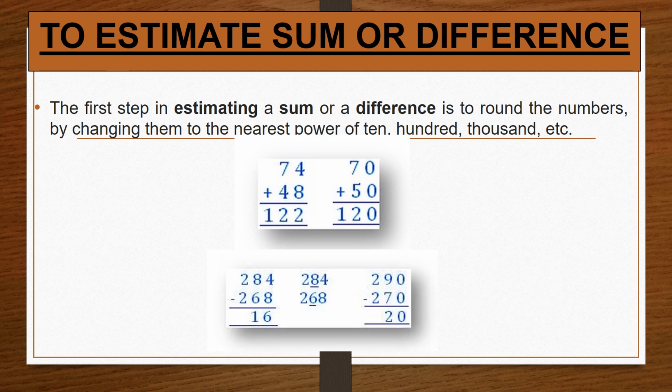Next example, 284 minus 268 is 16. So the actual difference is 16. Now the tens digit in 284 is 8, so this number is rounded up to 290. The tens digit in 268 is 6, so again, this number is rounded up to 270. 290 minus 270 is 20. So the estimate difference is 20.